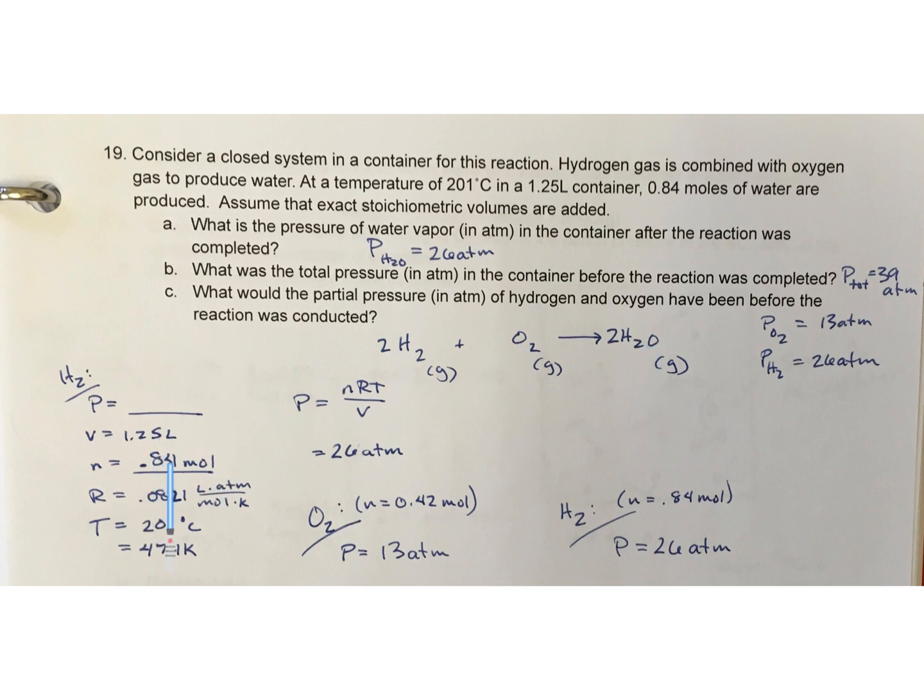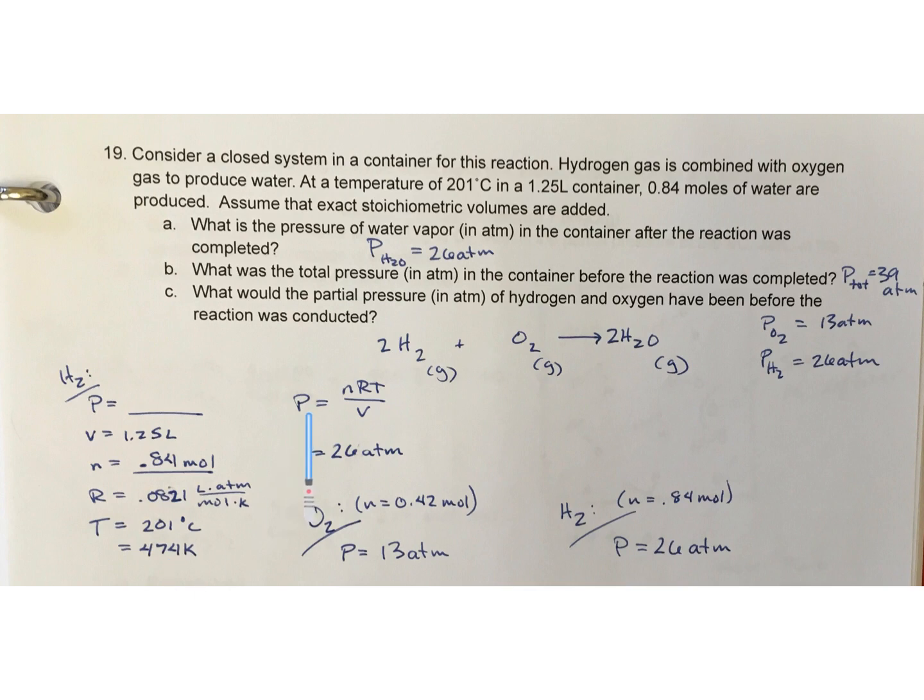The volume of the container tells us how much needs to be produced. The amount of water that's produced is 0.84 moles, and that's the number you can use as n, because n is measured in moles. It asks for pressure, and it cites that the units should be atmospheres, so that's the R value you need to use. And temperature, again, must be converted to Kelvin.